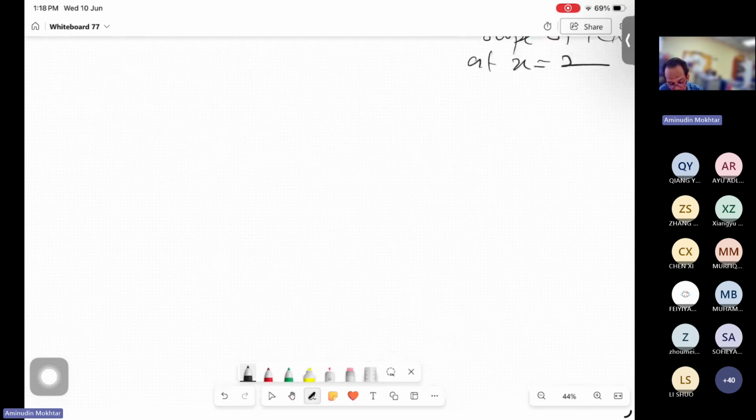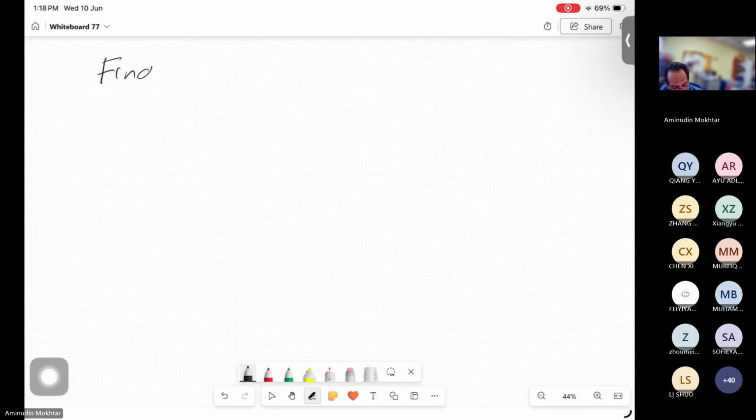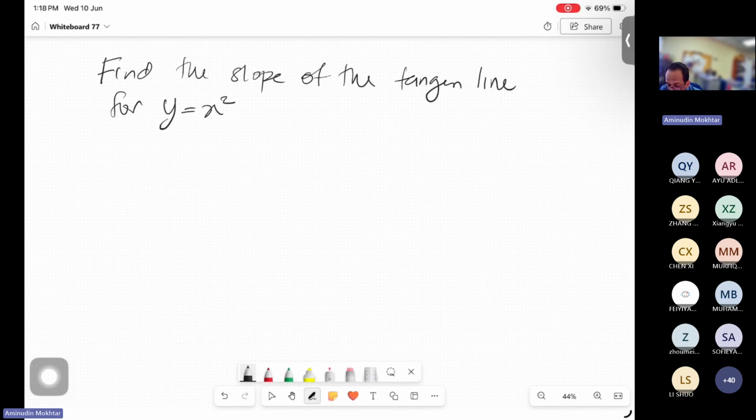Let's look at another example. Let's say we need to find the slope of the tangent line for y equal to x squared at the point (1, 1).